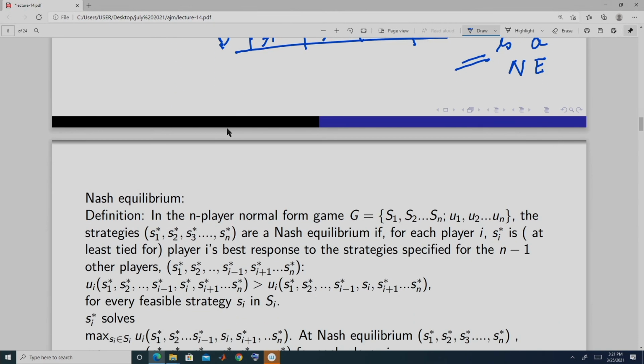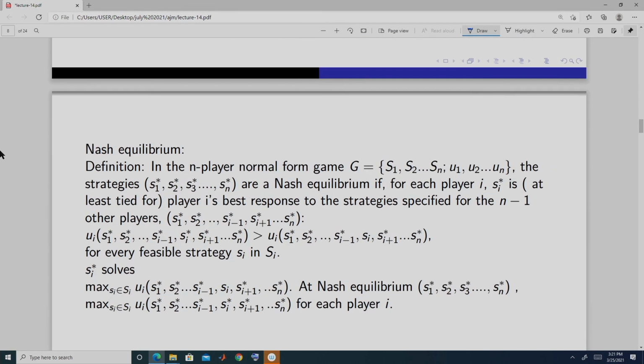Okay. So, formally we define Nash equilibrium in this way. In a normal form game where there are n players, the game is represented in this way.